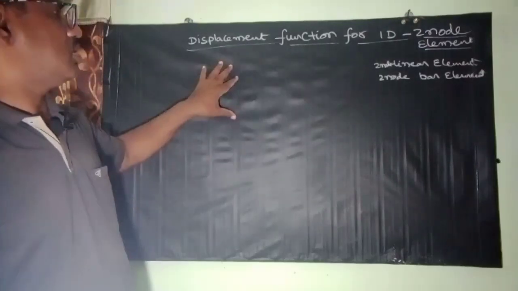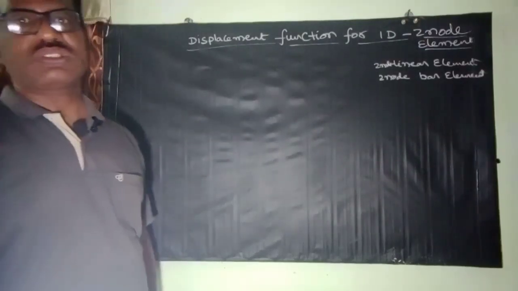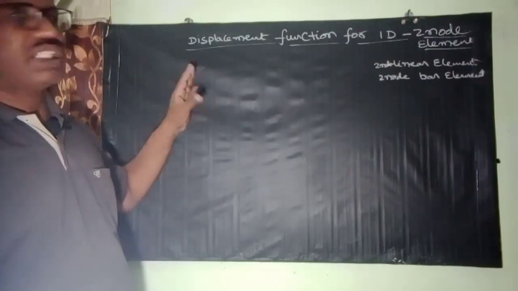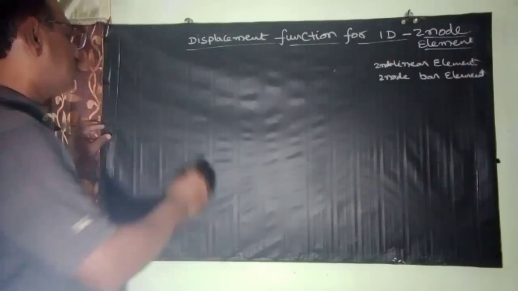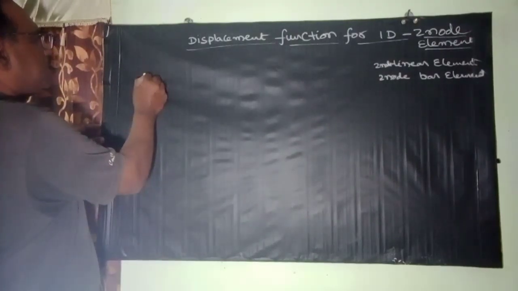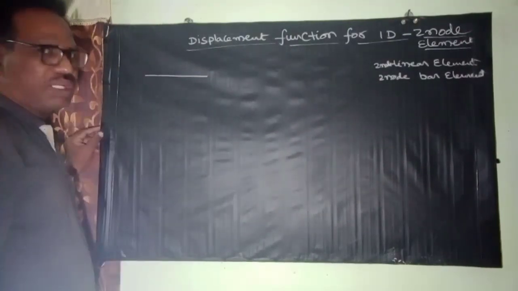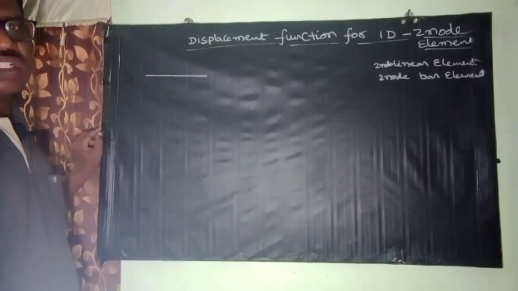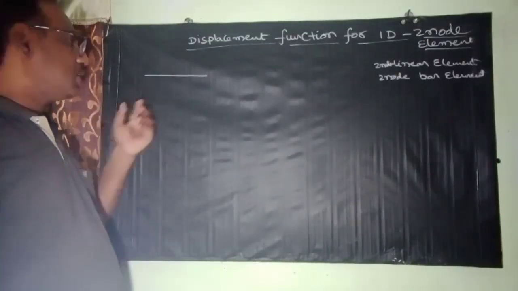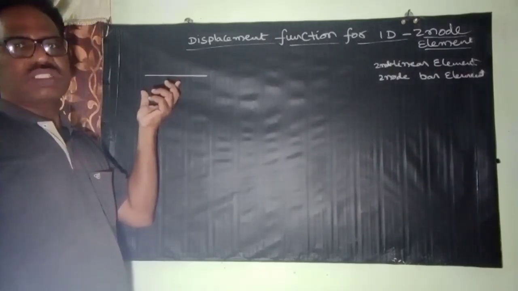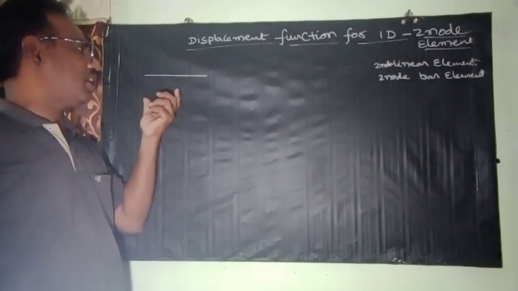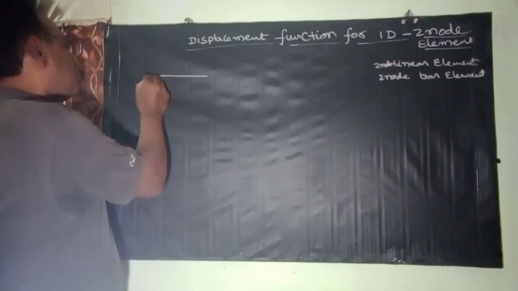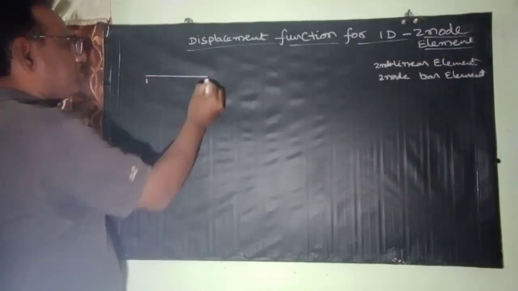Just before starting this, we will formally discuss the one-dimensional element, then we will go for the displacement function. A one-dimensional element is basically a linear element. When the body is discretized, it will be in terms of one-dimensional elements, just like lines. A one-dimensional linear element consists of two nodes, node 1 and node 2.